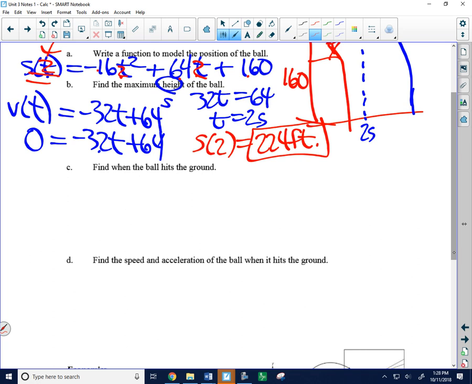C and D. So let's look at C. Find when the ball hits the ground. This one's a little more clear. We did a similar one in the last one, but find when, so what time, the ball hits the ground. That's when the position is equal to 0, position or height. And so we go back and we set our original position function up here equal to 0. So I'm putting 0 in for this whole thing.